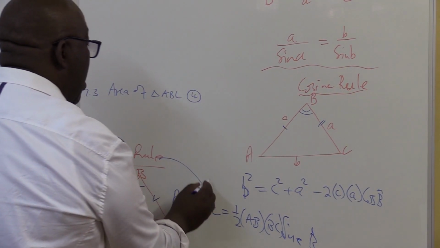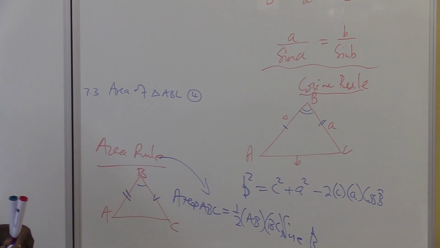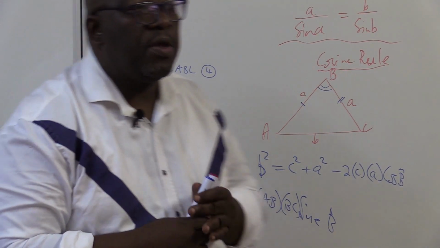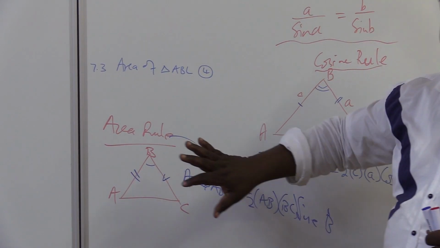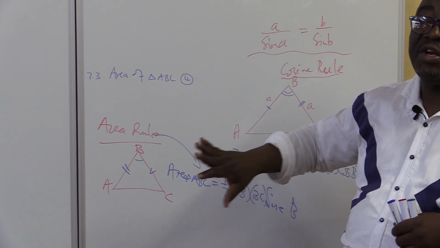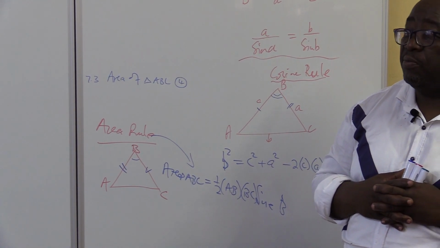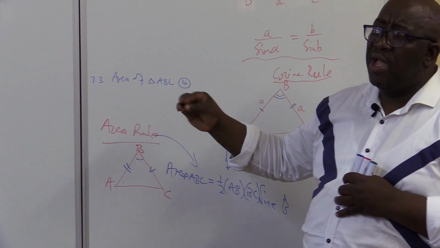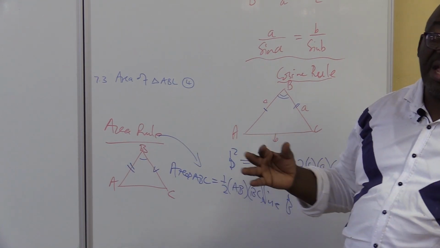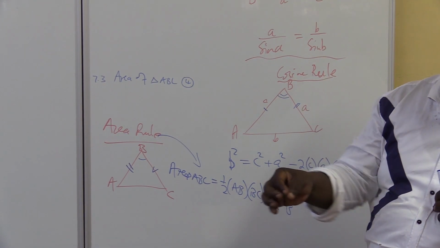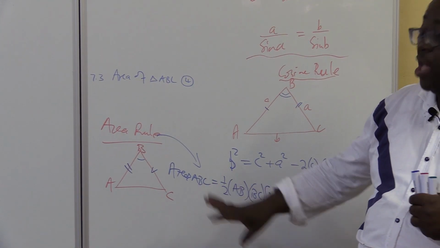This is what we call the area rule. So you'll be applying these rules in this section. Remember, the question is, when do we use the area rule? You only use the area rule when, number one, the triangle is not a right angle triangle, and you must be given two adjacent sides and the included angle. The area rule is clear: when the question is asking you to find the area and the triangle is not a right angle triangle, we use the area rule.